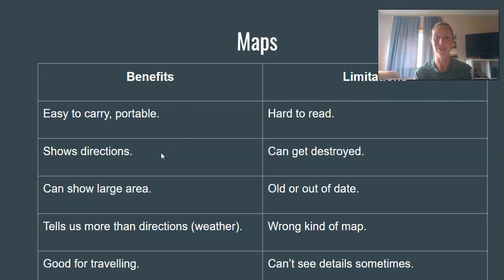Maps can also show directions. Models don't really show directions. They just kind of show the area. Maps can show a super big area, right? You can have a map of the world in the palm of your hand. And they tell us more than directions sometimes.